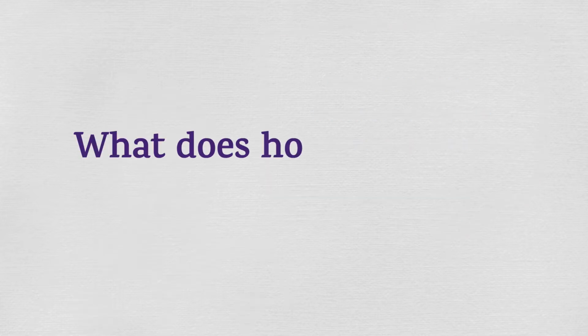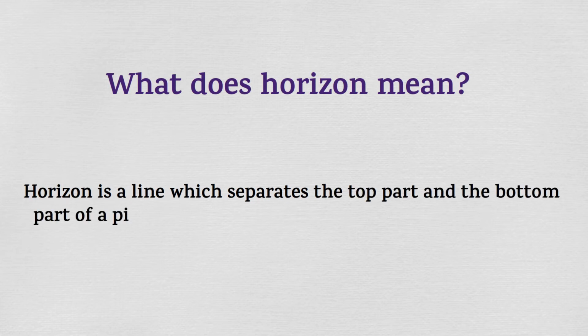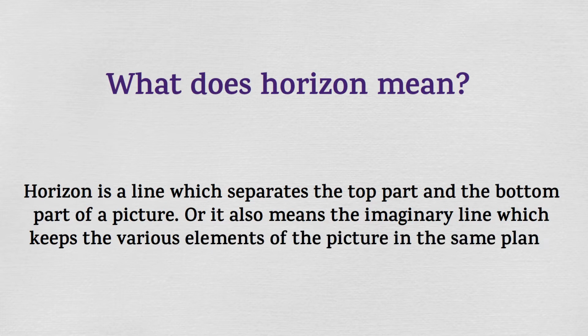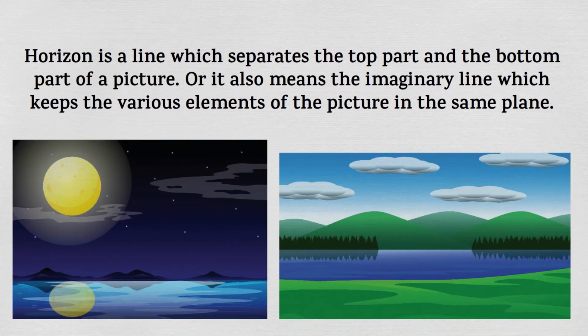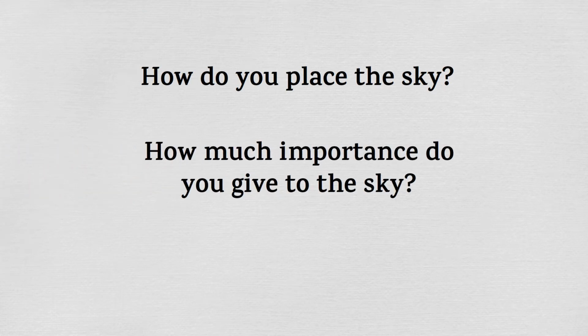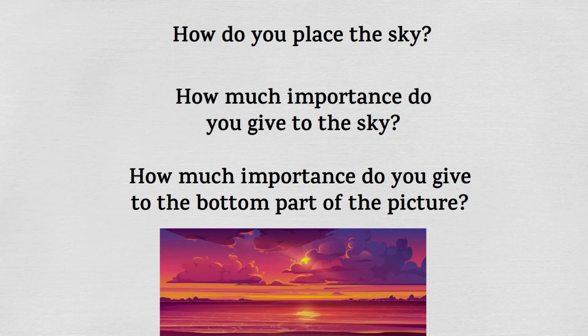What does horizon mean? The horizon basically means a line which separates the top part and the bottom part of a picture, or it also means the imaginary line which keeps the various elements in the picture on the same plane. We have seen pictures where you have the sky in the background or at the top, and we have water or river or land at the bottom. Now, how do you place the sky? How much importance do you give to the sky? How much importance do you give to the bottom part of the picture? These are all covered in the composition rule of horizon.